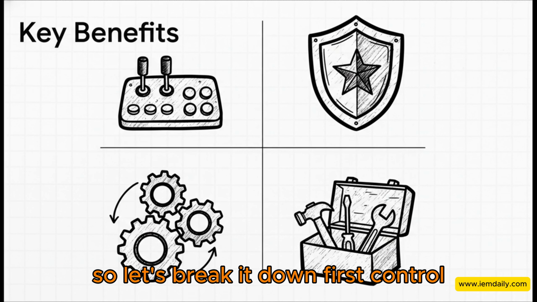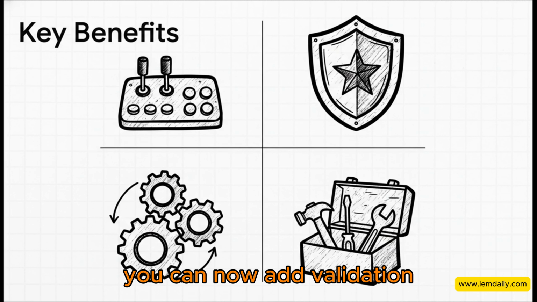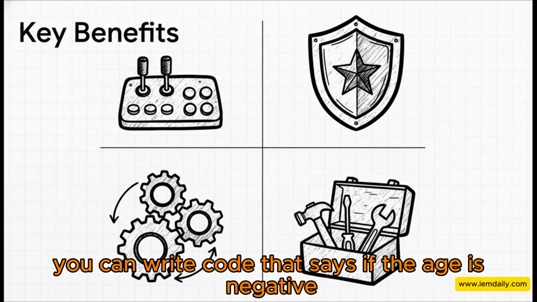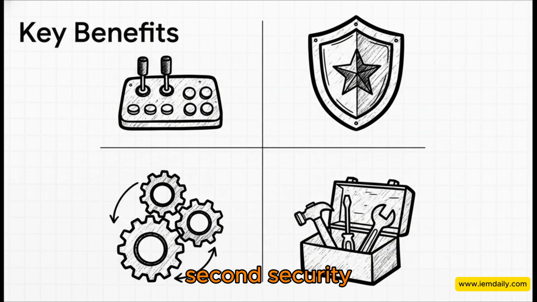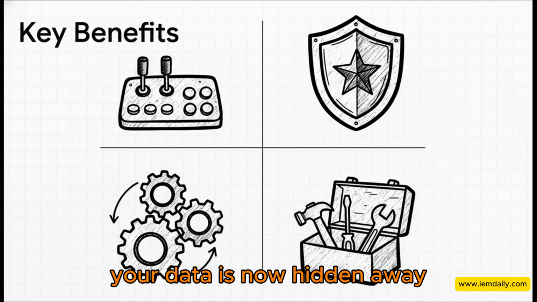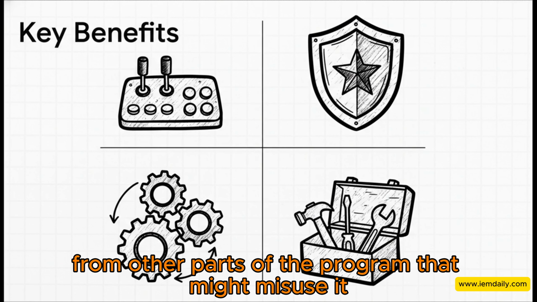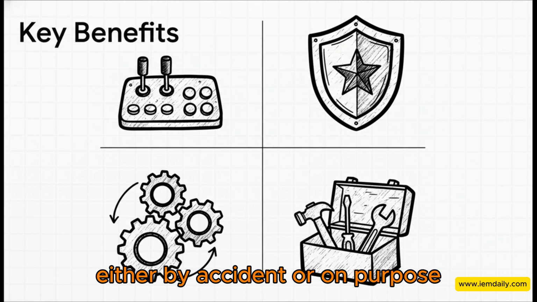First, control. Inside your setAge method, you can now add validation. You can write code that says, if the age is negative, reject it. You are the boss of your data. Second, security. Your data is now hidden away, safe from other parts of the program that might misuse it, either by accident or on purpose.